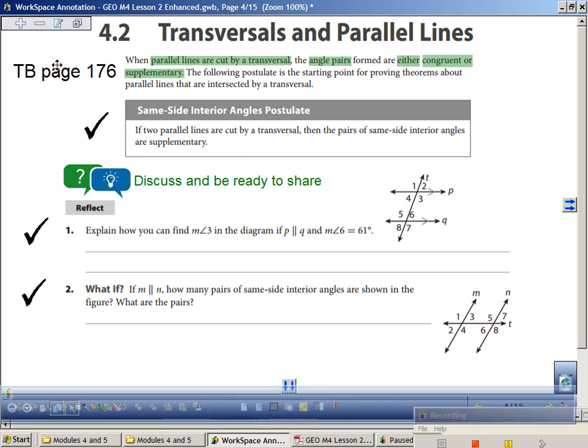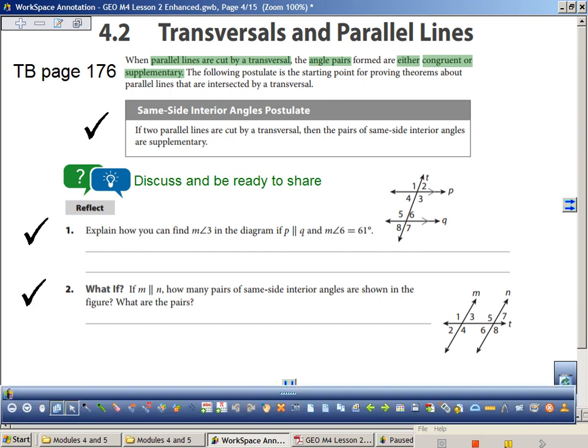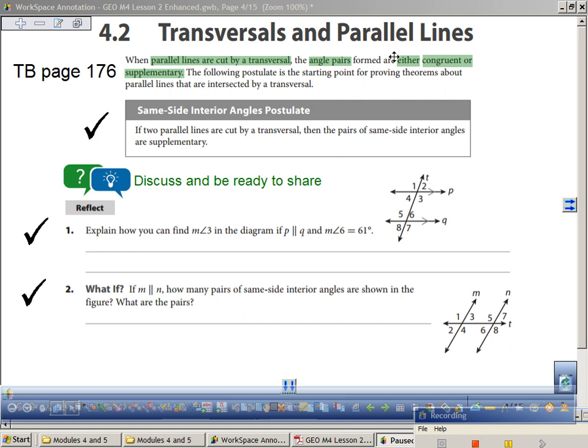All right. Let's use this. So on page 176 in your textbook, let's talk about transversals and parallel lines. So get that out, please. Okay. So when parallel lines are cut by a transversal, the angle pairs formed are either congruent or supplementary. What are the types of angle pairs again? Let's name them out again, guys. Okay. Vertical, alternate interior, same side interior, corresponding. So all of those angles are one of 2 things. They're either congruent or they are supplementary.